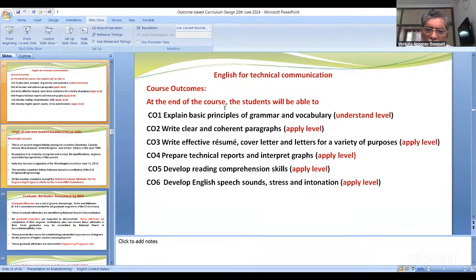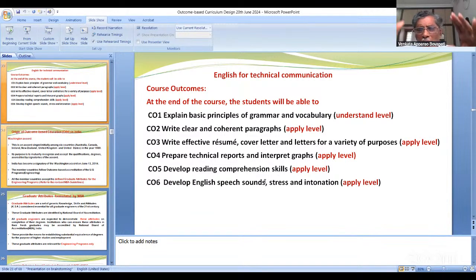At the end of the course, the students will be able to, common STEM, explain the basic principles of grammar and vocabulary, understand level. Write clear and coherent paragraphs, apply level. Write effective resume, cover letter, and letters for a variety of purposes, apply level. Prepare technical reports and interpret graphs, apply level. Develop reading comprehension skills, apply level. Develop English speech, sound, stress, and intonation, apply level. 1 understand level and 5 apply level. That is how English for technical communication course can be there in any engineering college.